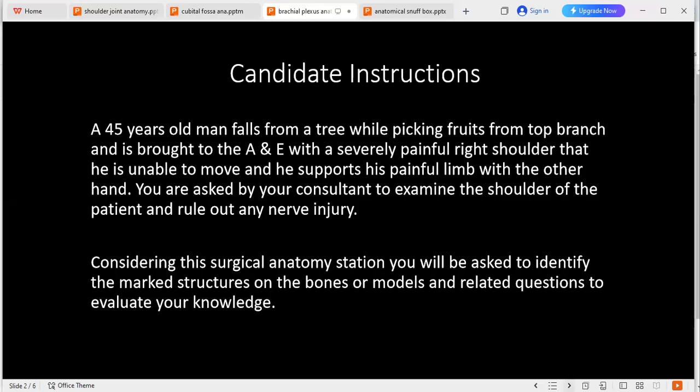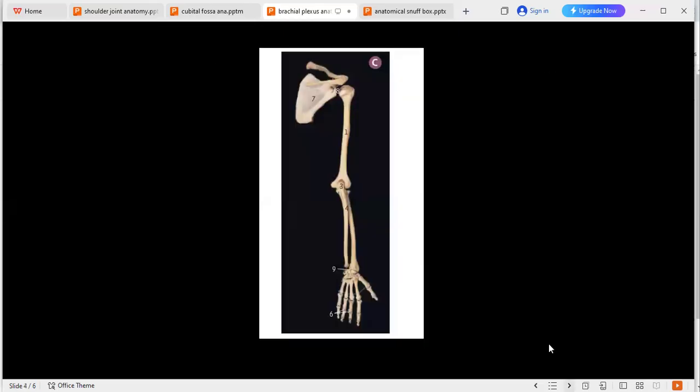Okay, we are moving forward. What type of joint is this? Number 3. It is the elbow joint. How is it formed? How is the elbow joint formed? The elbow joint is formed by 3 articulations.